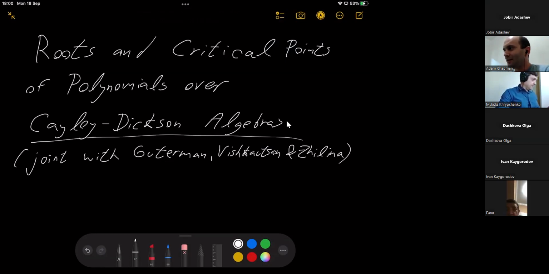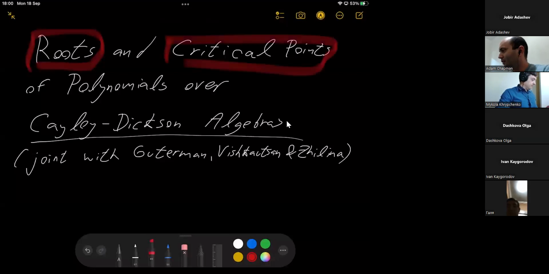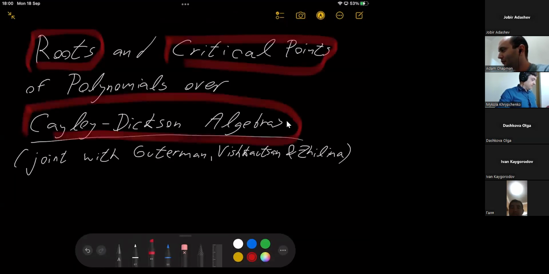So as the title suggests, I am going to talk about roots and then about critical points of polynomials of Cayley-Dickson algebras. But before we talk about these things, let's talk about Cayley-Dickson algebras just to make sure we're all on the same page. And then we'll gradually move towards roots and see what we know and what new stuff we have.